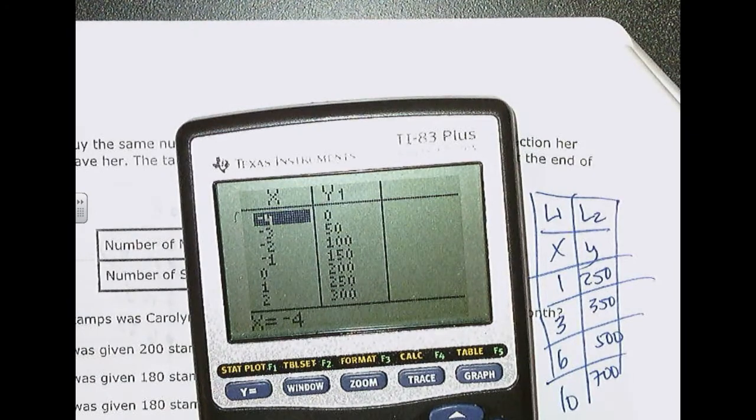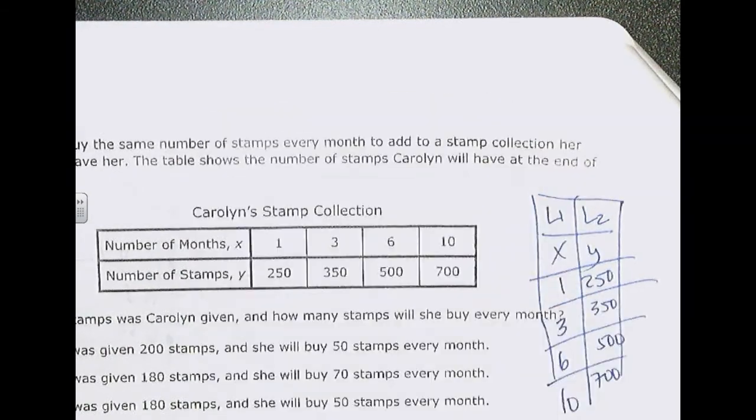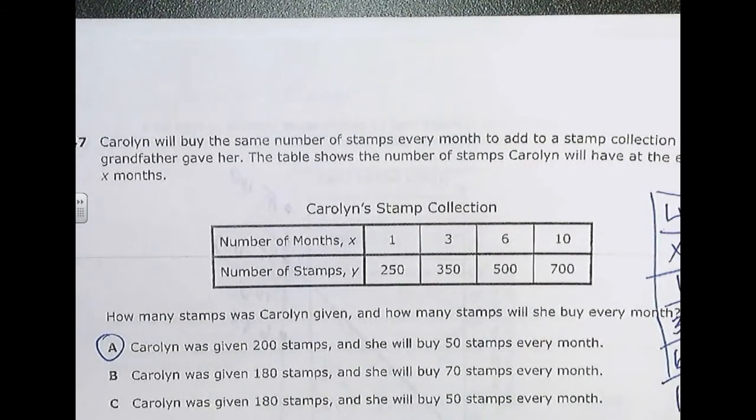Go to x equals 0. Right there. It's going to be 200 for x is 0. So if you read your answer choices, that explains A. She was given 200 stamps and she will have to buy 50 each month. She started with 200. That's what the y-intercept means.